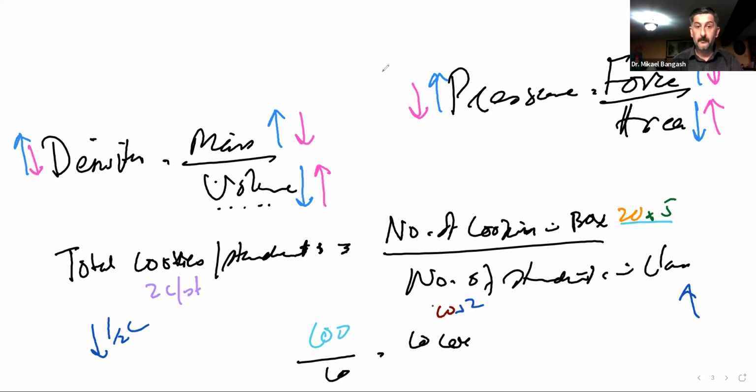So what did that tell you? That the number of cookies that each student gets is going to be directly proportionate to the number of cookies in the box, but inversely proportionate to the number of students. Here we increase the number of cookies 5 times. We increase the number of students twice.